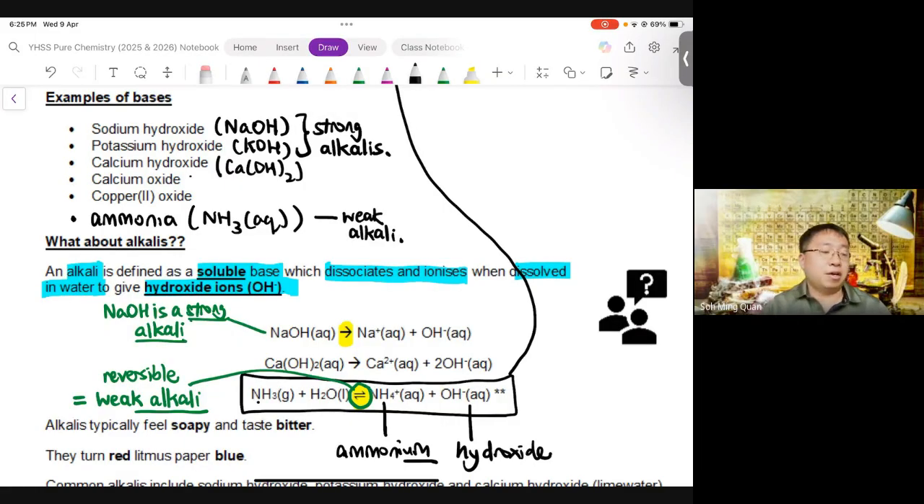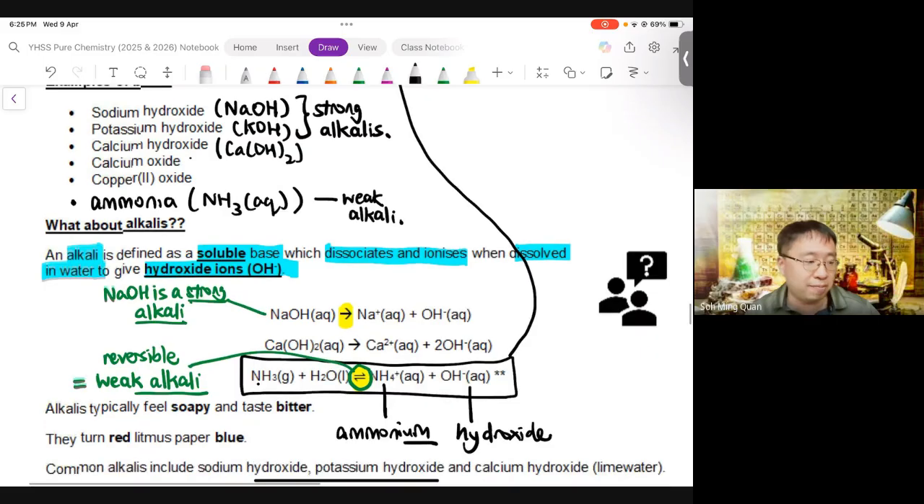All right. So let's just revise once more. A base is just a metal oxide or metal hydroxide. Doesn't care whether you need to dissolve or not. Bases don't need to dissolve in water. That's fine. Can be a solid. Okay. But alkalis are more restrictive. Alkalis are bases that must dissolve in water. And when they dissolve in water, they dissociate and ionize to give hydroxide ions, OH minus.